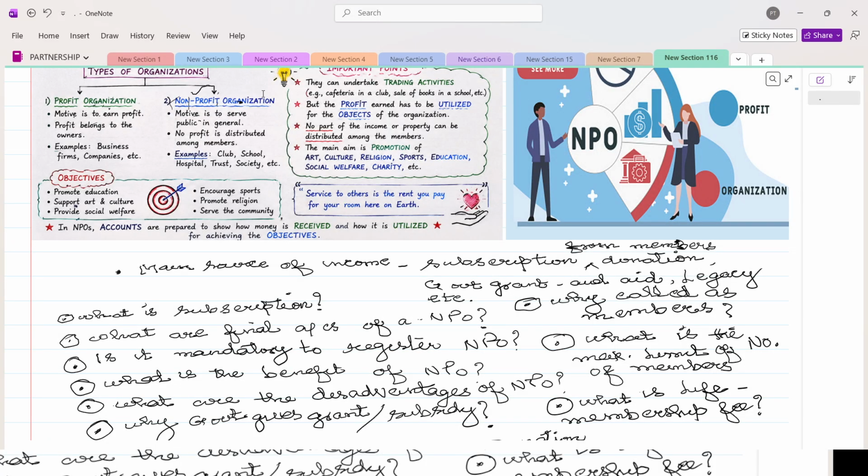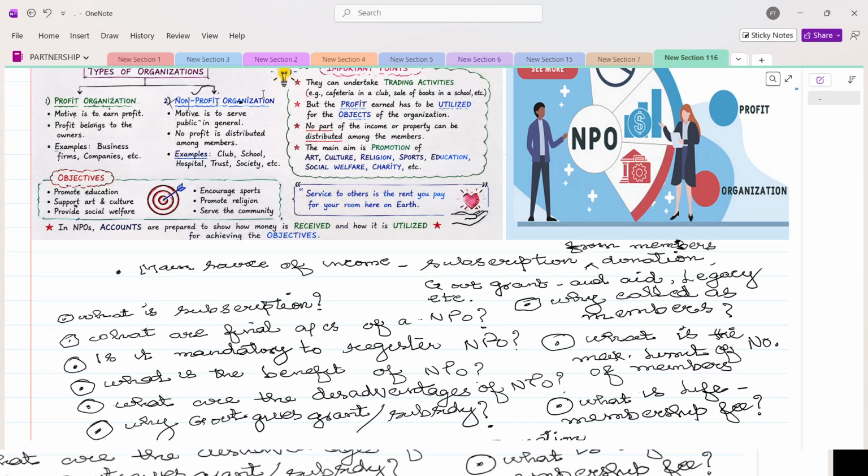At the same time, we have to promote our art and culture so that the coming generation should also know what our heritage is. Okay, and we have to encourage sports because people are more interested in sports. Now, what are the disadvantages of an NPO? The foremost point is that no one can claim himself or herself as the owner of that NPO.